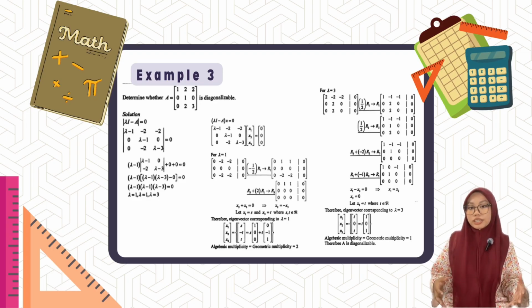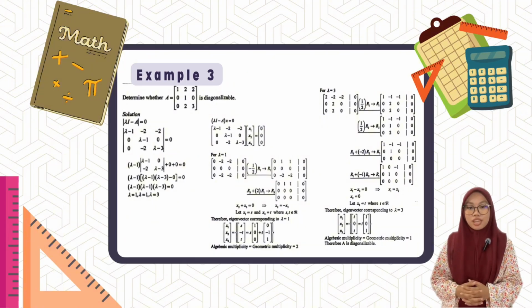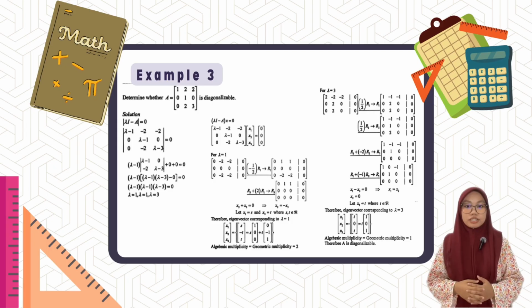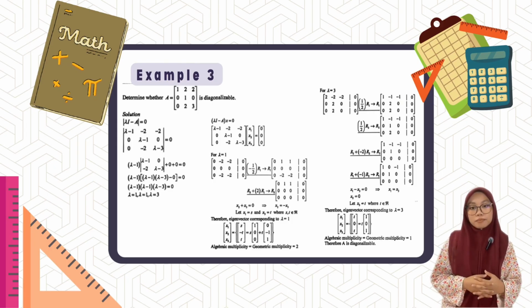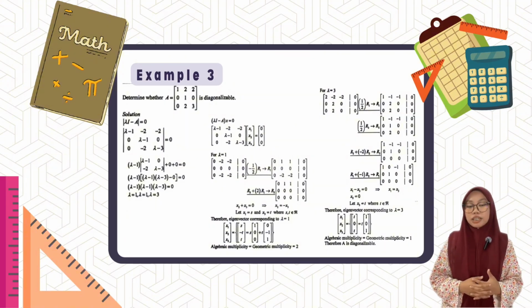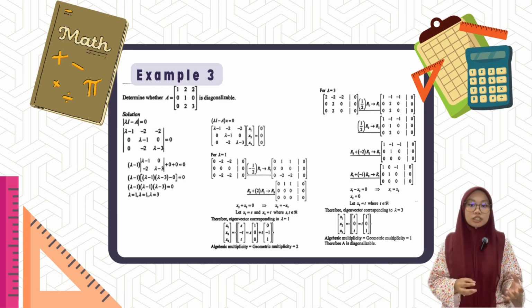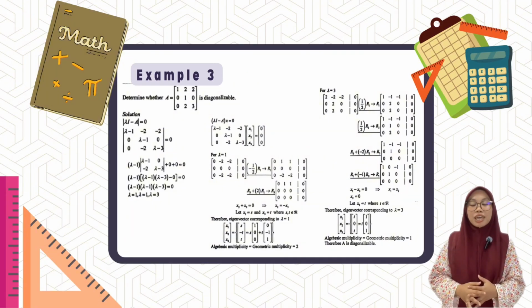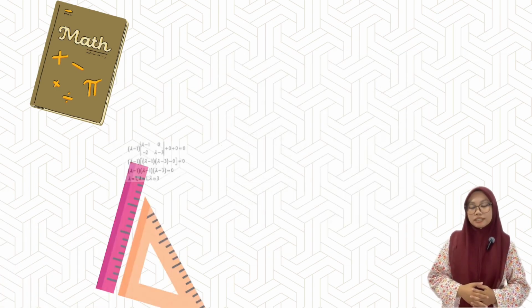Next, we find the eigenvectors corresponding to each eigenvalue. For eigenvalue 1, solving the system gives two linearly independent eigenvectors. Therefore, the geometric multiplicity of eigenvalue 1 is 2. For eigenvalue 3, solving the system gives one independent eigenvector. Therefore, the geometric multiplicity of eigenvalue 3 is 1. Since the geometric multiplicity is equal to the algebraic multiplicity for each eigenvalue, the matrix has enough linearly independent eigenvectors. Therefore, matrix A is diagonalizable.